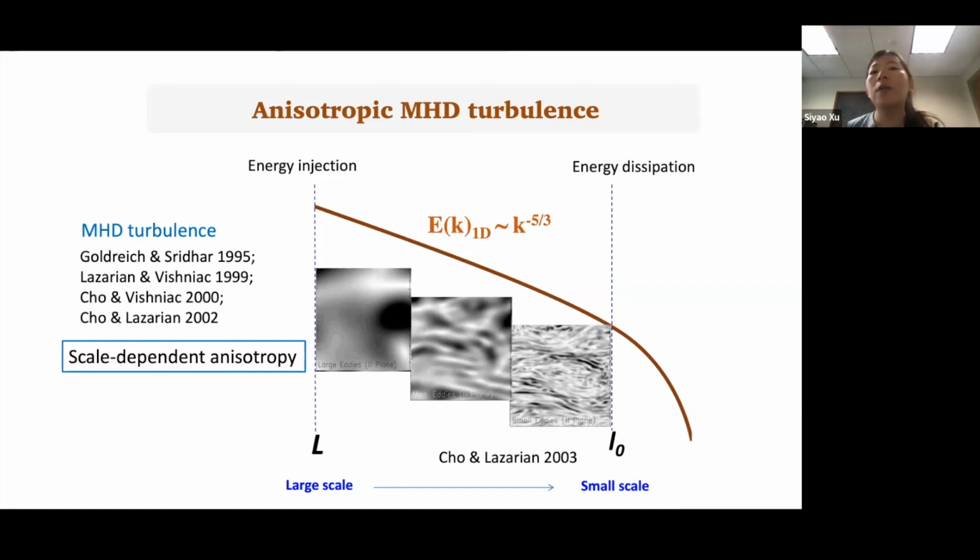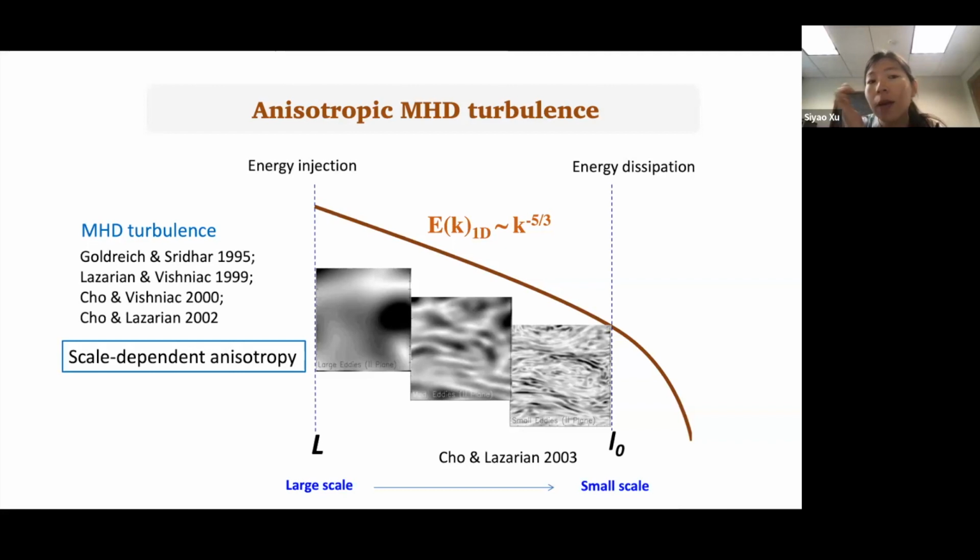So turbulence is very smart. In the presence of a magnetic field, turbulence finds a particular direction in which it can easily perturb the magnetic field without changing the magnetic field strength, without bending the magnetic field lines. And this direction is the direction perpendicular to the magnetic field.